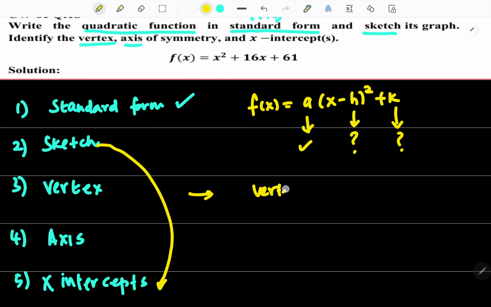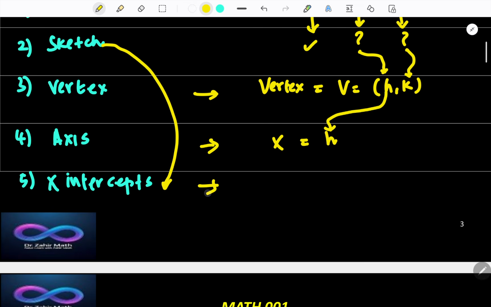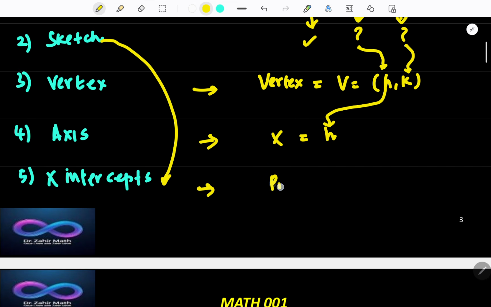So vertex is given by the formula what? Vertex is equal to h comma k. The one which you are finding here and the one which you are finding here. X is, what is the formula? X equals h. The same h will come here. What is the formula for x-intercepts? The formula for x-intercepts is put f of x is equal to y is equal to 0. Always we call it as f of x is equal to y. You write every time f of x is equal to y.